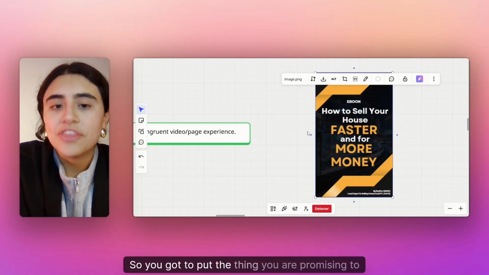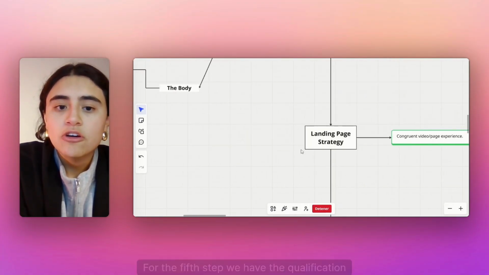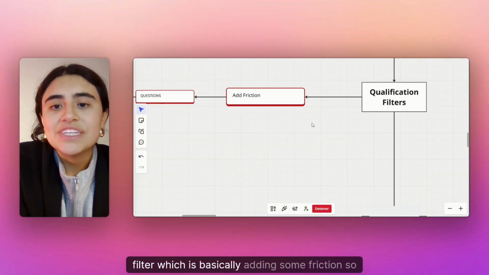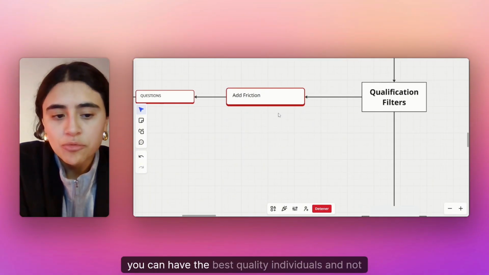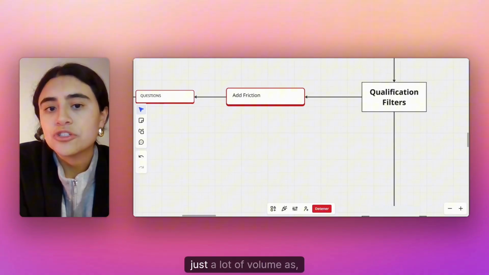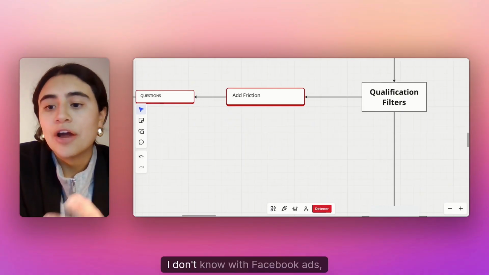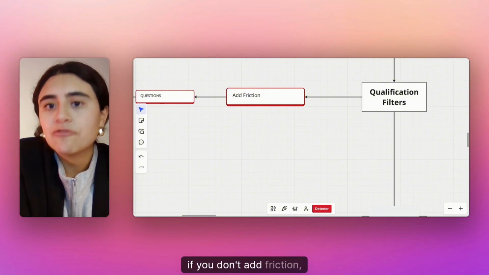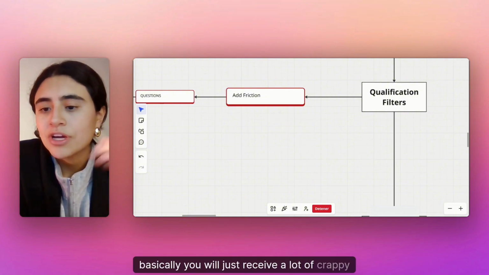So you gotta put the thing you are promising to the audience. For the 5th step, we have the qualification filter, which is basically adding some friction so you can have the best quality individuals and not just a lot of volume, as, I don't know, with Facebook ads. If you don't put a lot of qualification questions, if you don't add friction, basically you will just receive a lot of crappy leads.